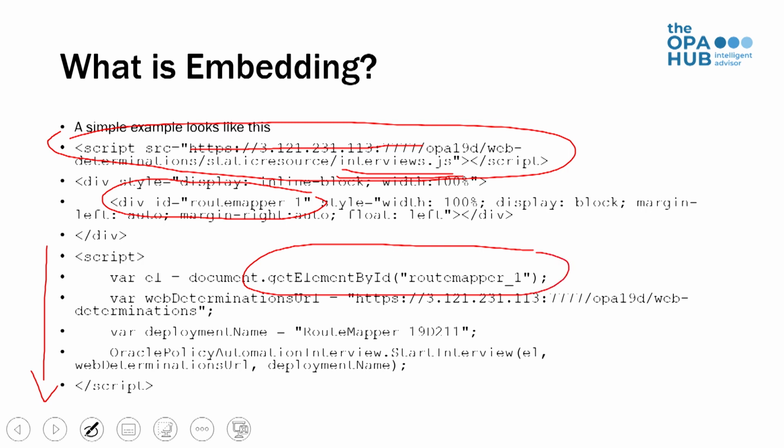Select my empty box. Set the URL where web determinations are found. Set the name of the deployment. Start the interview.